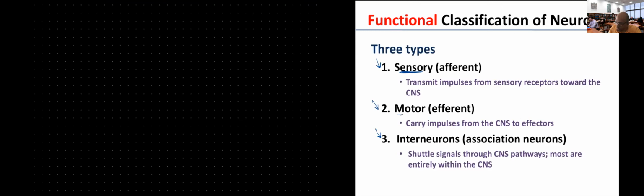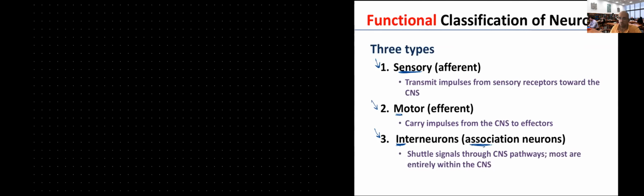We've got motor neurons. Those are the ones that will be sending out the signals from the central nervous system to the effector organ. And we've got interneurons, which are responsible to integrate the different impulses within the central nervous system. And those are responsible for the integration. They are going to be the association neurons.